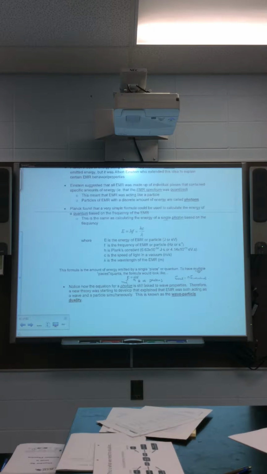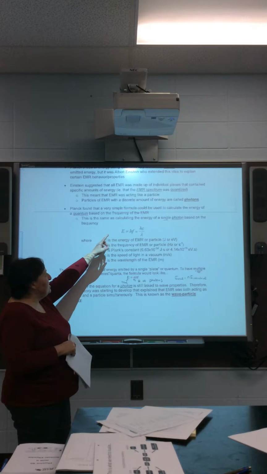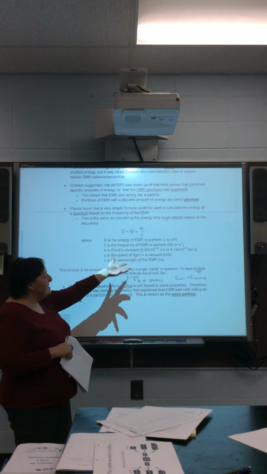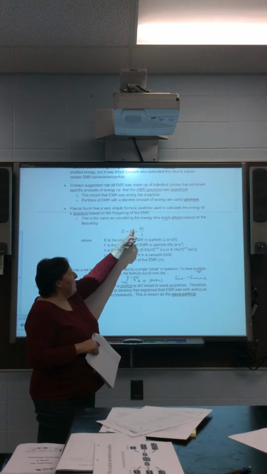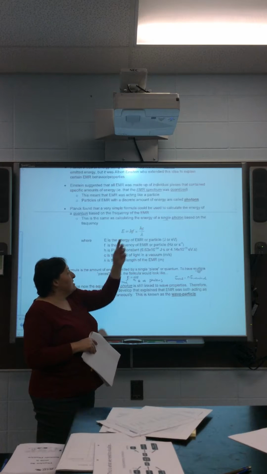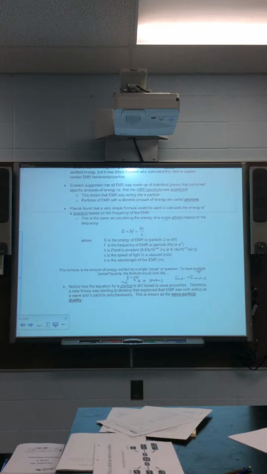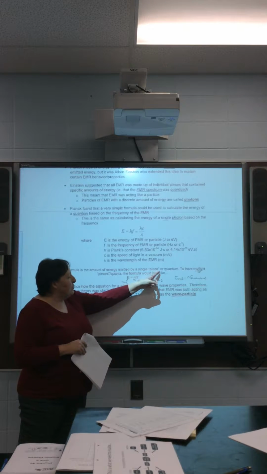So Planck actually found a really simple formula that calculates the amount of energy, this little packet of energy, based on the frequency. And so energy of the particle, or energy of the electromagnetic radiation, is equal to h, which is a constant that he discovered, times frequency, or this energy can also be equal to Planck's constant times the speed of light in a vacuum over the wavelength of the electromagnetic radiation. And so this formula right here is the amount of energy for one single piece of quantum.